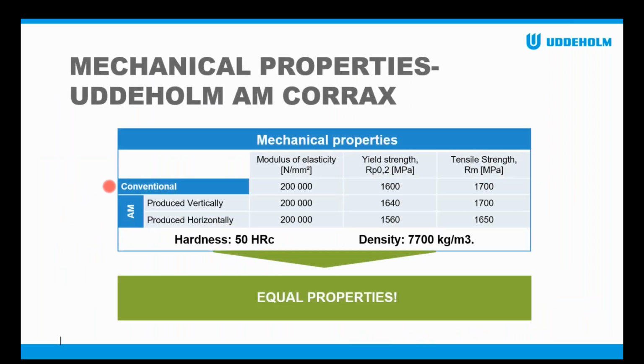We also have Corax as a conventional forged material, and here you can see the mechanical properties of the forged material, compared with the 3D printed material. This is just to show you that the 3D printed material has very equal properties with the conventionally produced material. Whether produced vertically or horizontally, that's just if we are doing the tests with or towards the layers in the print, to show that there are equal properties in both directions.